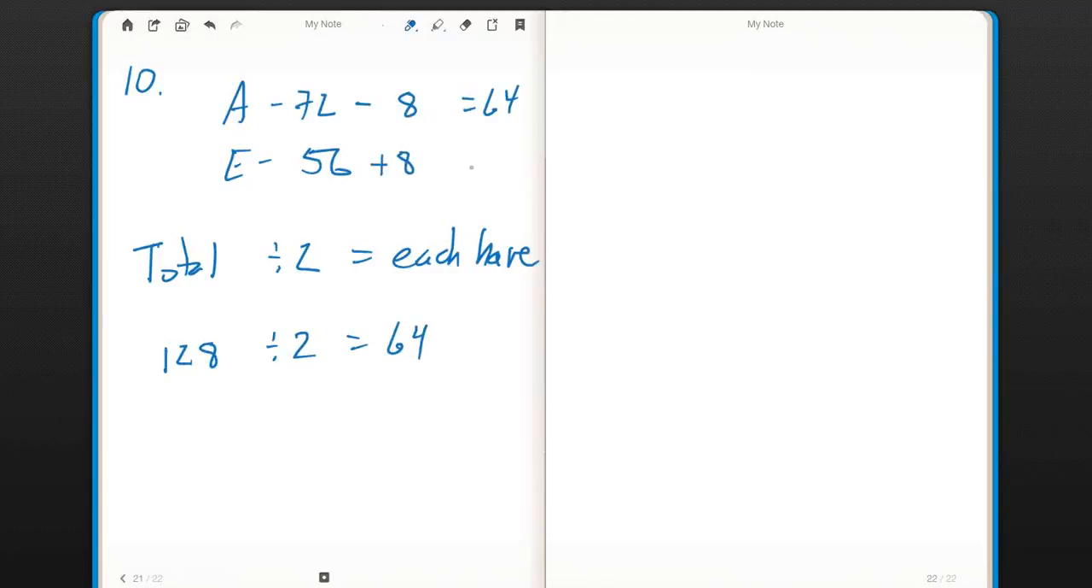If Esther adds those $8 in, she also will end up with $64. So the question is, how much money must Aisha give away? And she must give away $8.